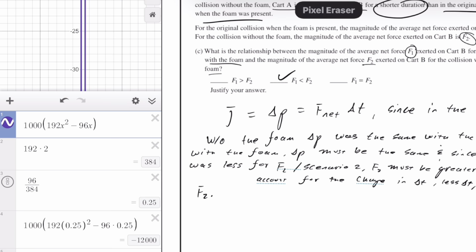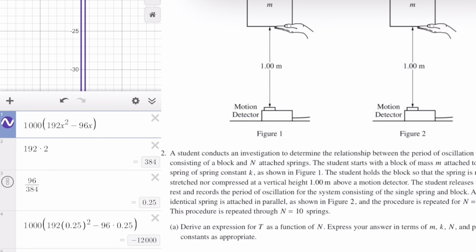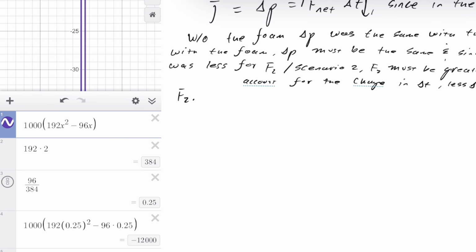So basically all I'm saying is that since this one decreased, this one had to increase because this one was the same. Done. Okay. And that should be enough for them.